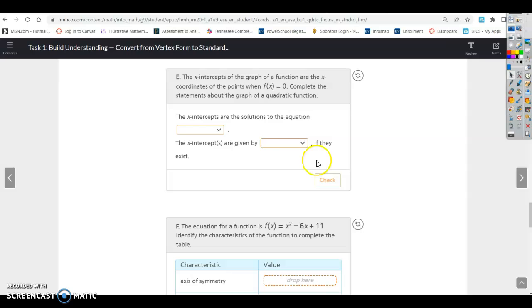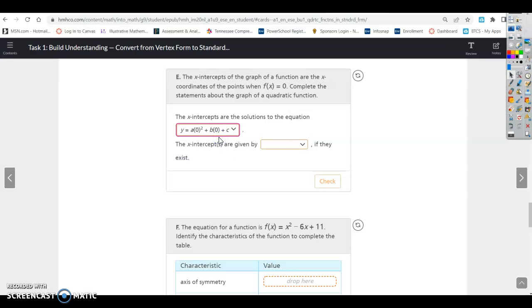Complete the statement about the graph of a quadratic function. The x-intercepts are solutions of the equation. All right, so again, you're going to plug in 0 for y. What they did, here they're plugging in 0 for x, and here they're plugging in 0 for y. So it has to be the second answer.